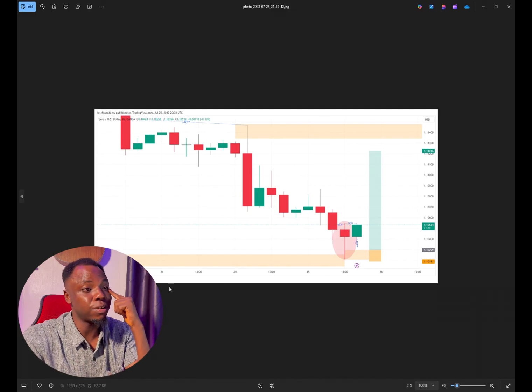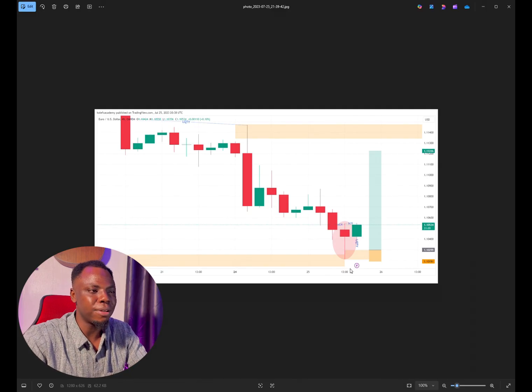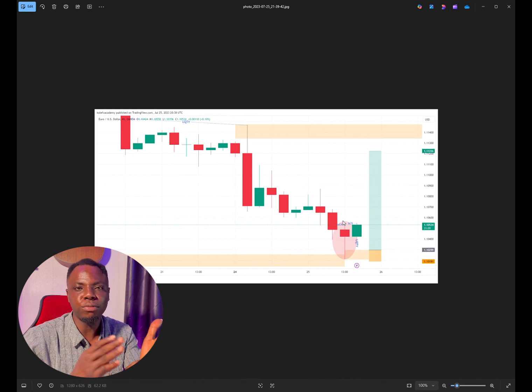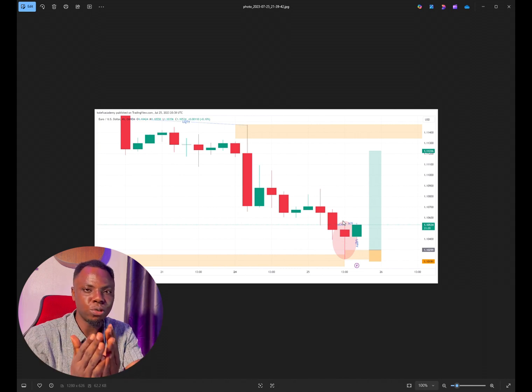This is Euro USD on the 4 hours. The market also mitigated that OB, giving me a bullish pin bar within that particular zone. That's another thing. Either your bearish or bullish pin bar should be within that zone you want to trade from. So the market mitigated that particular level.